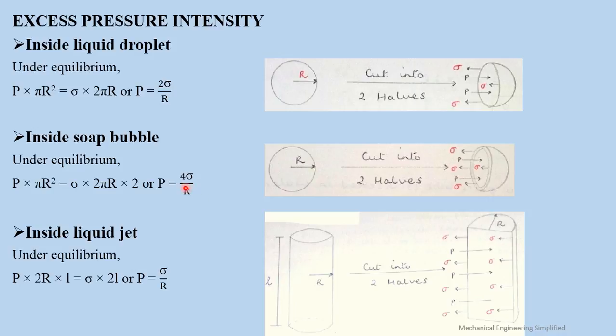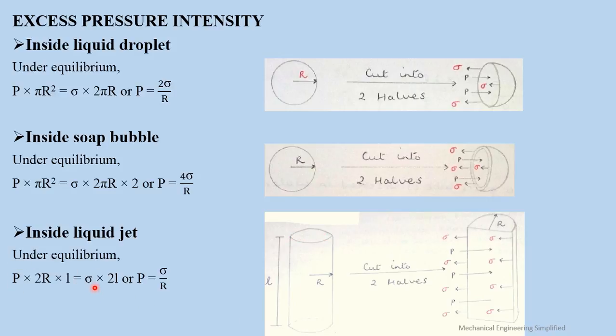Okay, and if you can also write in terms of d, changing that r is equal to d by 2. Then inside a liquid jet under equilibrium, we say that this is a liquid jet having radius r and length L. So P into 2r into L. What is this? 2r into L is the projected area. This is 2r diameter into length. That is the projected area.